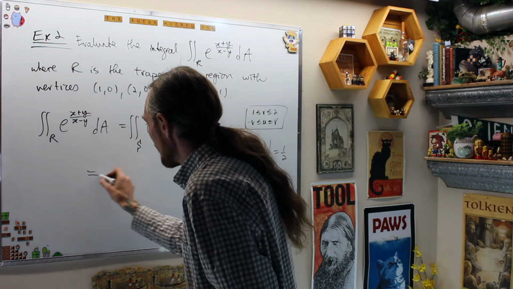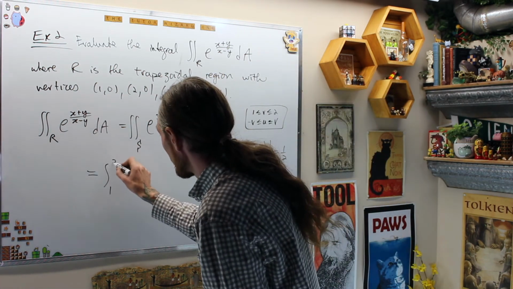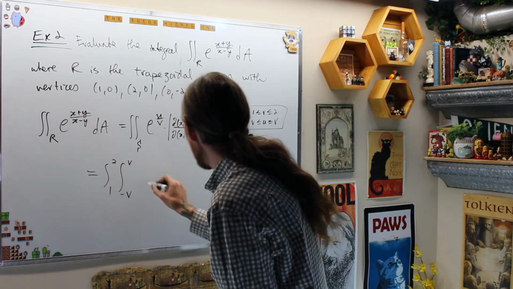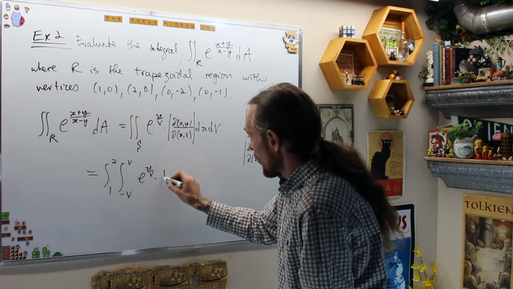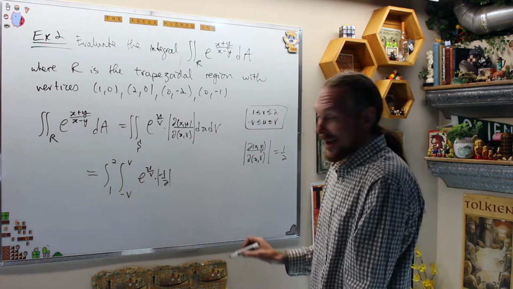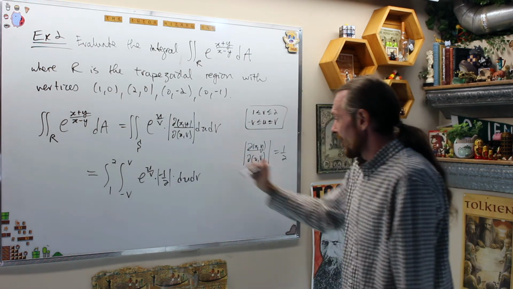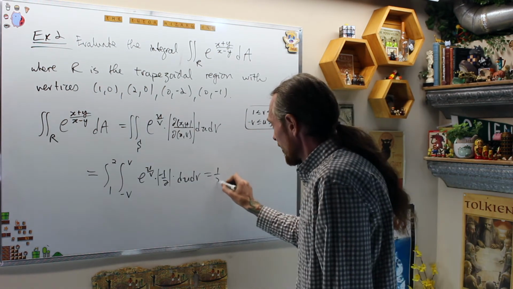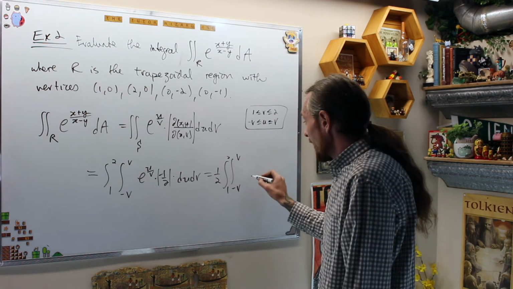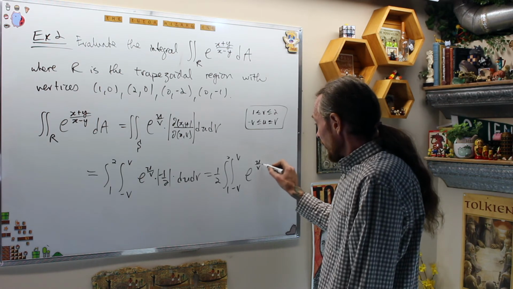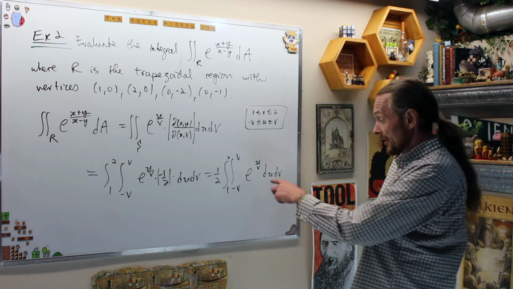Therefore, this is equal to, now we have our bounds, the integral from 1 to 2, the integral from negative v to v of e to the u over v, times the absolute value of negative 1/2, du dv. Now, this is simply a constant we can take out. This is 1/2 times the integral from 1 to 2, negative v to v of e to the u over v du dv. Now we're holding v constant and integrating with respect to u.